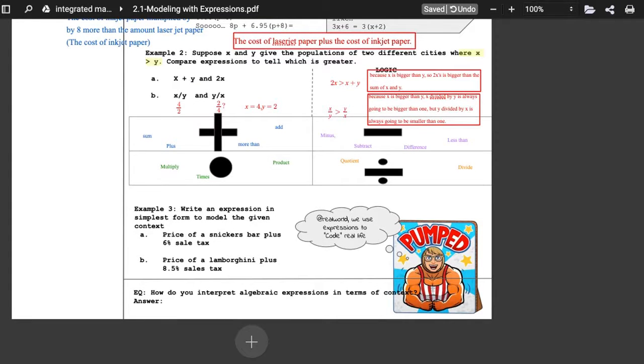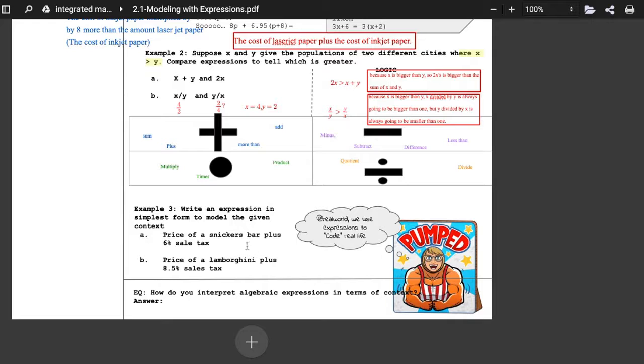All right, so in this, we're actually going to write an expression in simplest form to model the given context. In the real world, we use expressions to code real life. It makes it easier. We don't always want to be solving problems by writing a bunch of words. Personally, I find it a lot easier to just write down a mathematical sentence or an expression because I can solve that. And that's what we're going to do here.